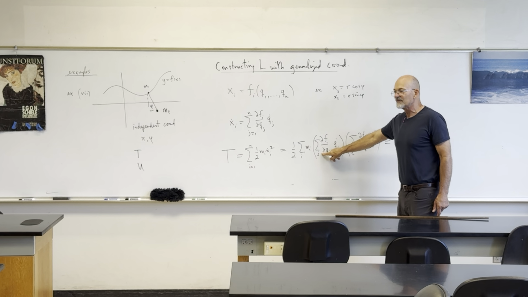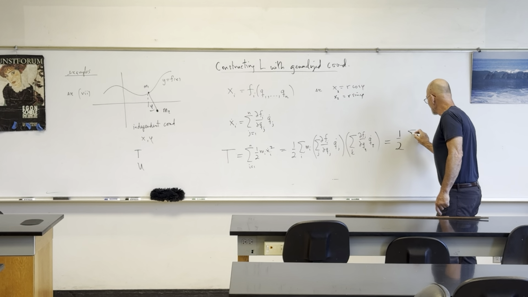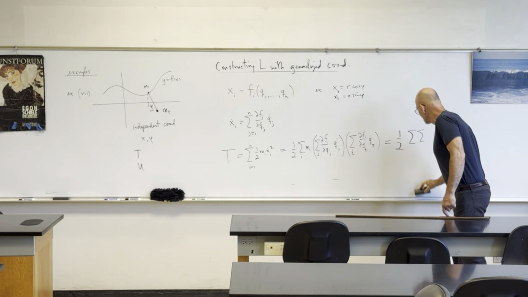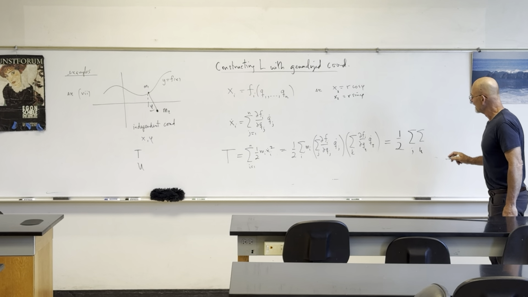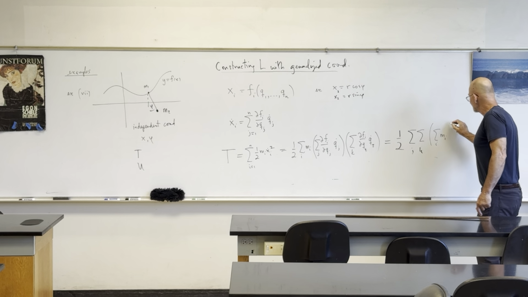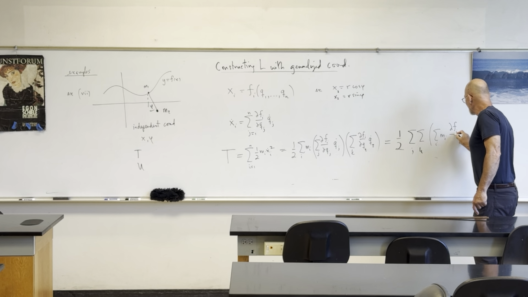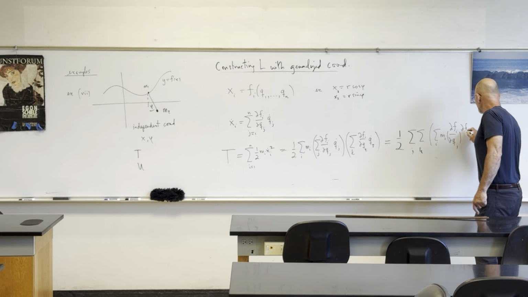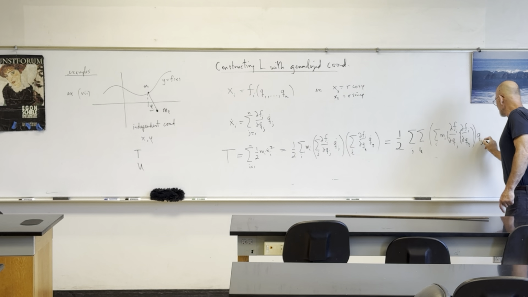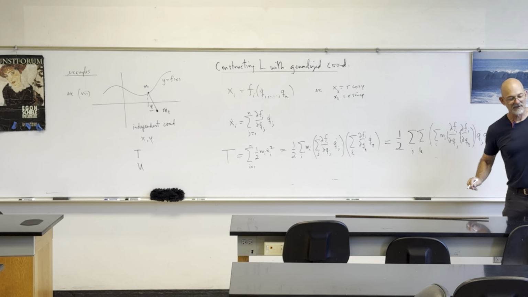We can exchange the order of these summations. So I'm going to do a double sum over j, k, and now I have a sum of m sub i, df sub i dq sub j, df sub i dq sub k, q sub j dot q sub k dot. We're going to make sure this all appears on the screen.